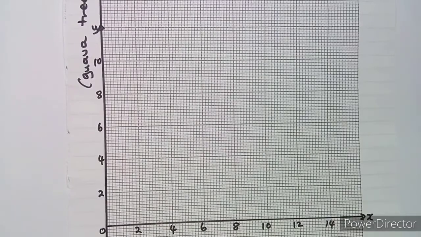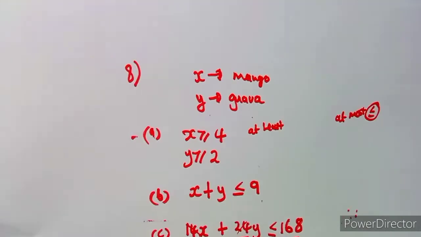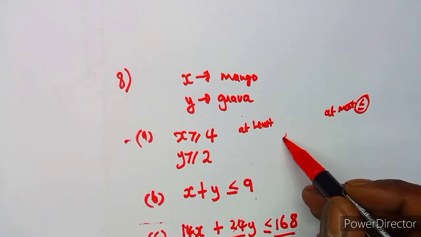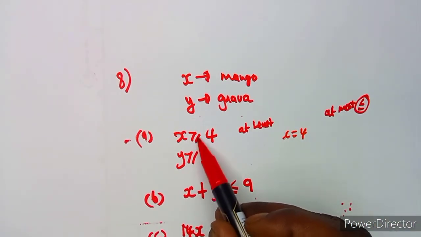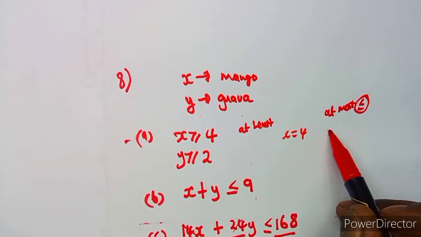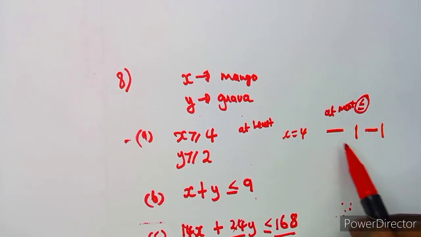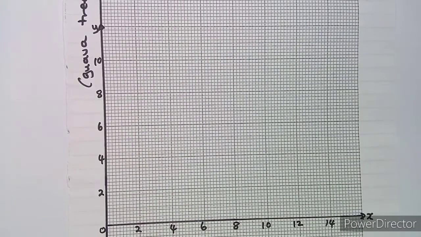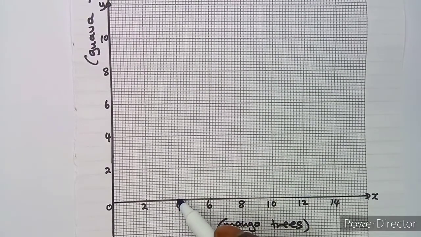Already this is x here. We're given x mango trees, y guava trees, so it's direct. The first inequality is x is greater than or equal to 4. So all you need is to draw the line x equals 4, and it's a continuous line. Since we've got the equal bar here, it means it's going to be a continuous line, not broken. So x equals 4 is directly at this point here.